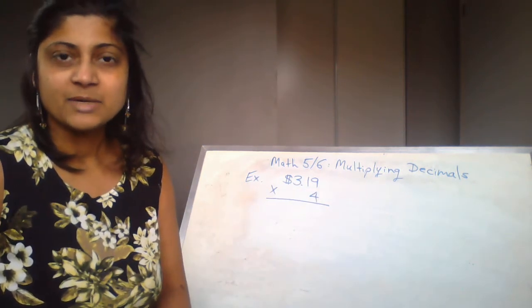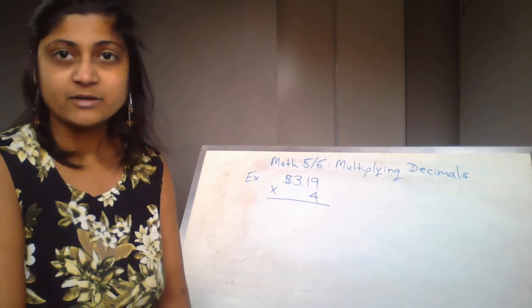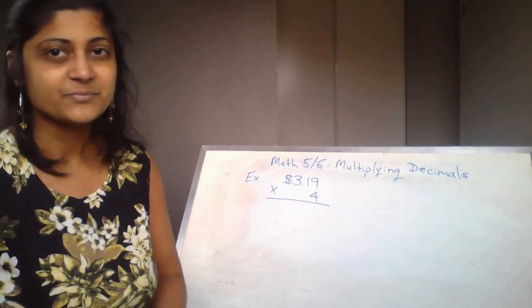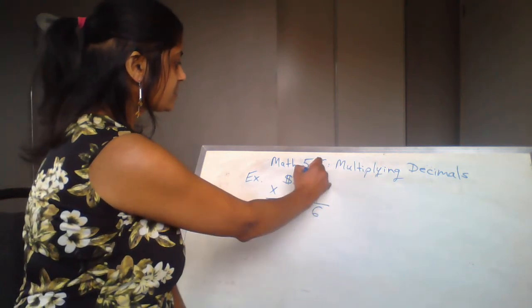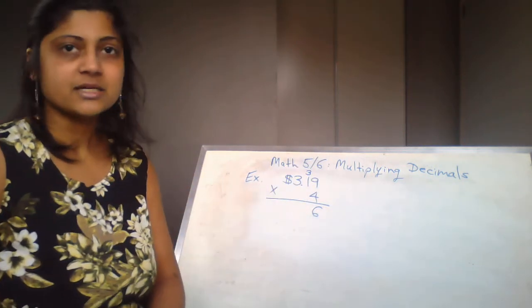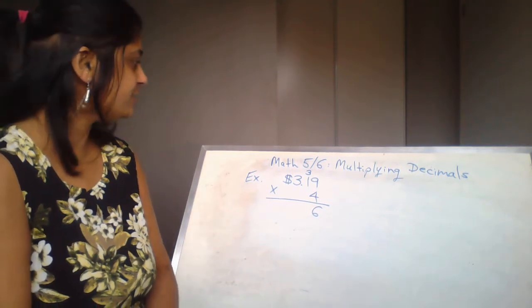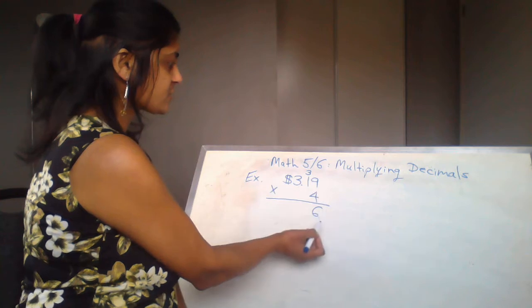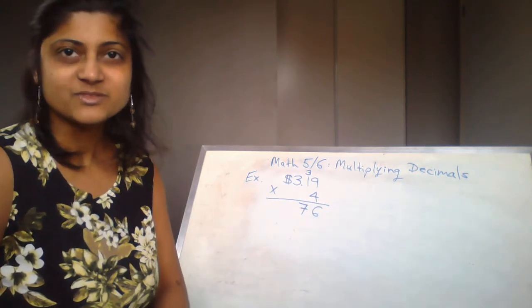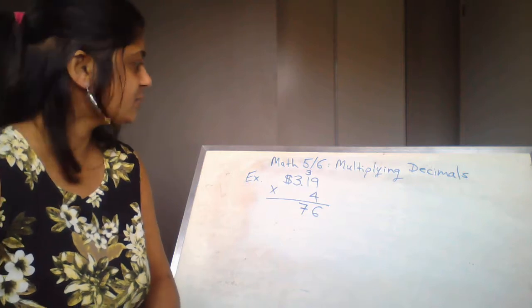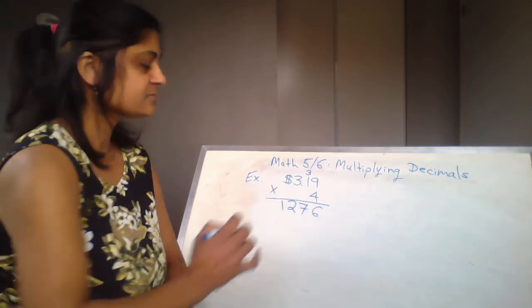Okay, my original question does have to have the decimal place, but when you put it in your final answer, do so at the very end. Okay, let's multiply this out. So 4 times 9, 36. So we're going to put 6 and carry over the 3. Then go to the next 2 numbers here. We're doing 4 times 1, which is 4, plus 3, which is equal to 7. And then lastly, we're going to do 4 times 3, which is 12.